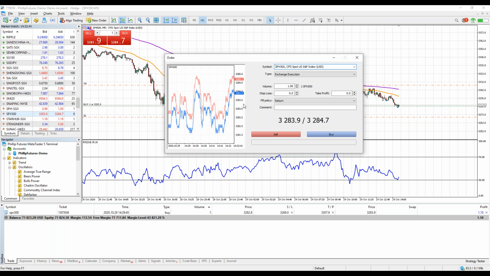Okay, so one lot here, you may not know exactly what this volume 1 stands for. One lot here actually stands for one lot of this contract size at 3283 points. So at 3283 points, this particular S&P index is worth $1 per point. So your notional contract value is actually 3282.